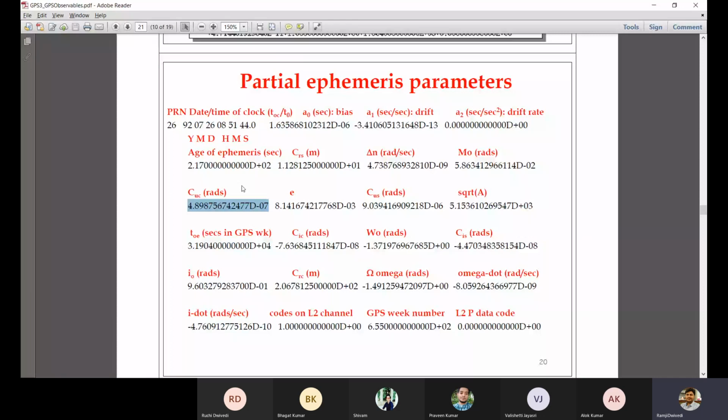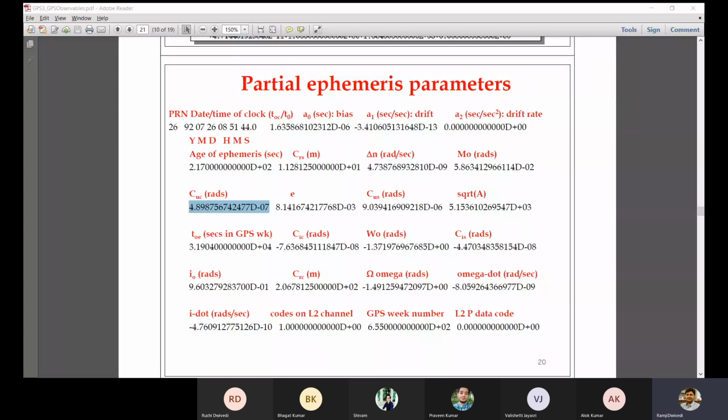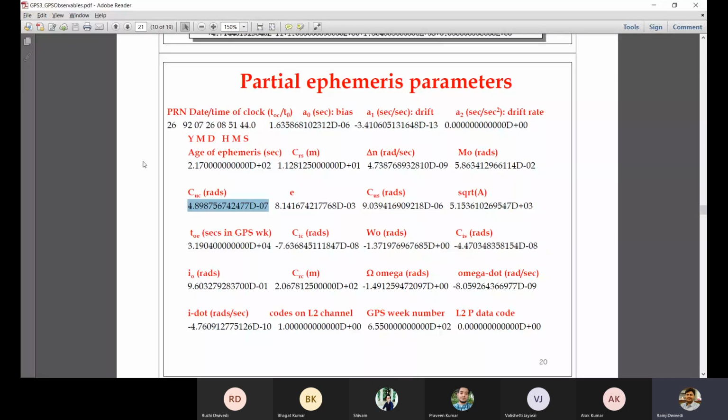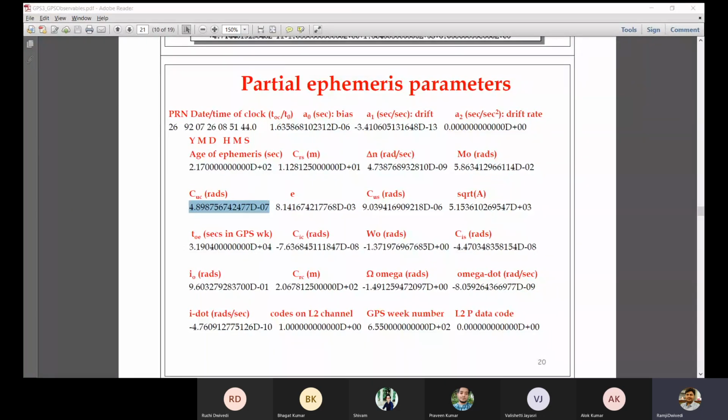Let me just see. It should be something. Argument of the latitude. Argument of the latitude. Yes, yes.